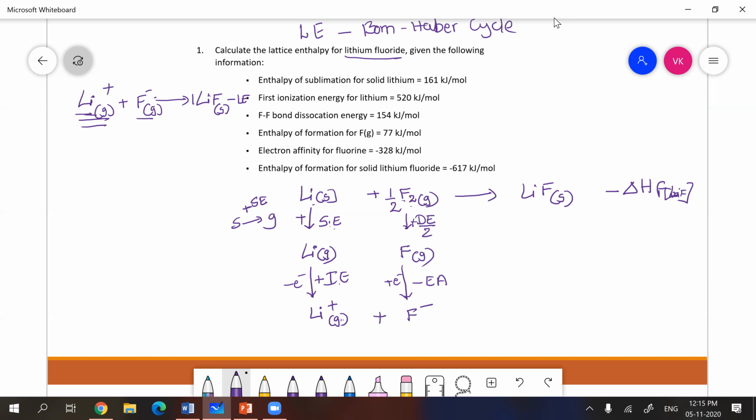Now, lithium plus fluoride ion together is giving lithium fluoride. So in this case, again, it will release energy. That energy is called lattice energy. But we have Hess law. What is Hess law? In thermodynamics, we study Hess law. According to Hess law, any reaction, whether it takes place in one step or many steps, the energy required for that process will be the same.